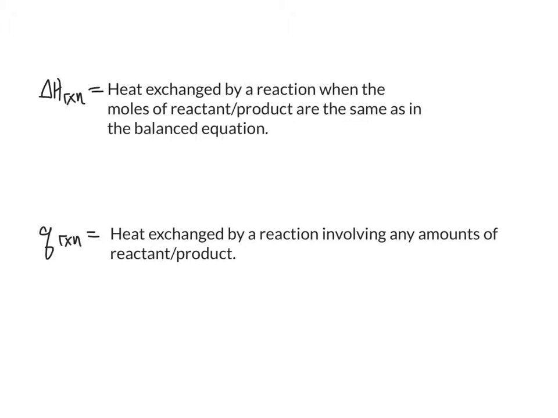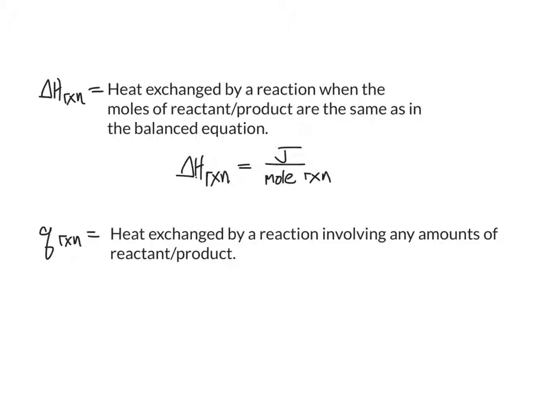What that means is that the units for delta H of the reaction are equal to not just joules, but joules per mole of the reaction. So the delta H value is a per mole of the reaction value. In contrast, the Q of the reaction is simply the heat exchanged by a reaction involving any amount of reactant and product. So that's the heat exchanged at any point.